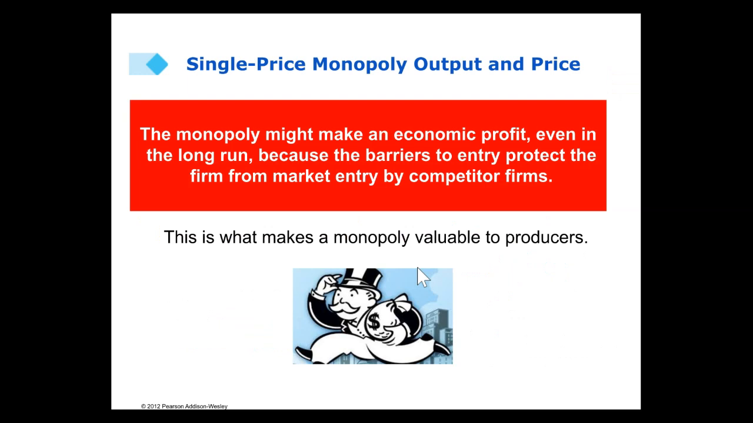Now, the monopolist can make an economic profit in the short run, but it can also make an economic profit in the long run. Because unlike in perfect competition, in monopoly, there are barriers to entry that protect a firm from market entry by other firms, so they don't face any competition. And this is what makes a monopoly valuable to producers, the fact that they can make an economic profit in the long run.